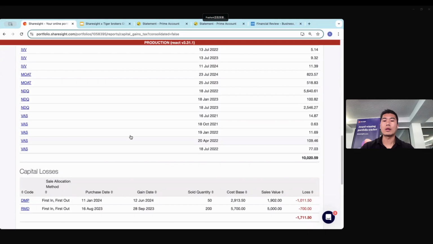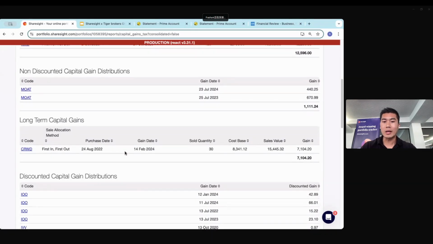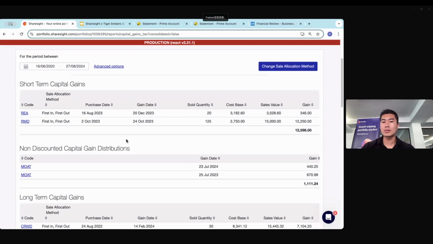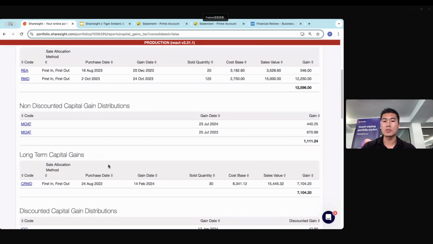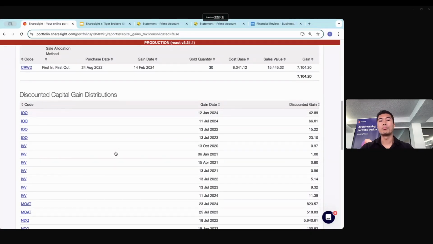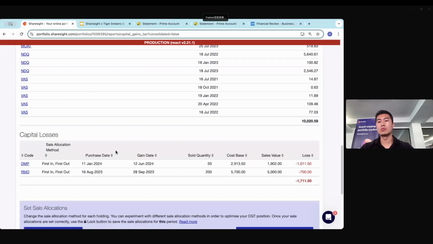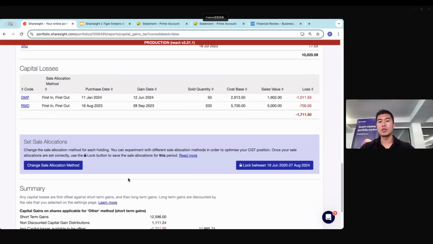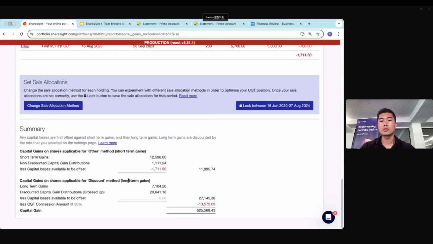And Sharesight also, this is for people that are investing in ETFs, you also have things like non-discounted capital gain distributions and discounted capital gain distributions coming from ETFs as well. So all of this goes into this report, and Sharesight would take into account all the CGT discount if you have held something for more than 12 months. And so it makes things really easy, as at the end you get a final figure where you just need to copy and paste those numbers when you do your tax return and file your tax return for the ATO, right?